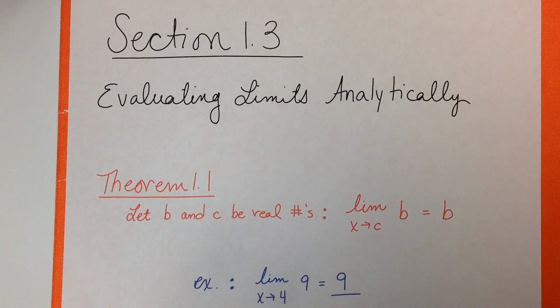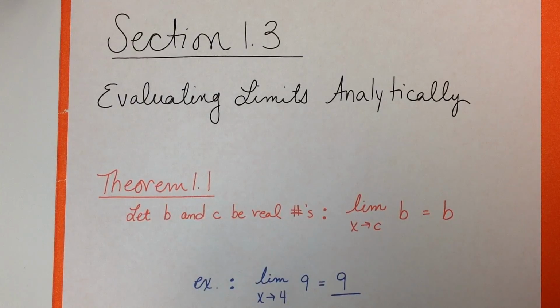Now there's one theorem that's listed in your textbook. They refer to it as Theorem 1.1. With the b and the c, they're just telling you that b and c are just representing numbers. Alright, so you've got your limit notation. If you have the limit as x approaches c, they're just using that lowercase c to represent some number. So the limit as x approaches c of b. Now b is also just a number. So you've got a number here and a number here. If you notice, what the limit is equal to is exactly the same as what you have here.